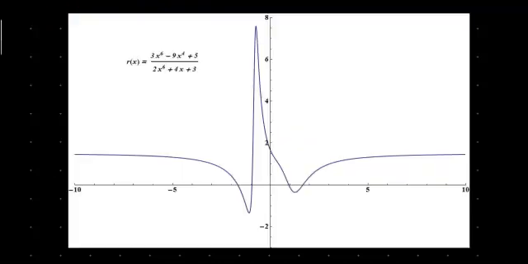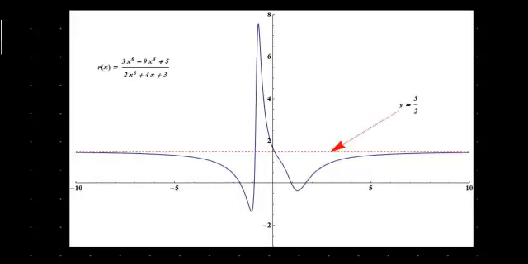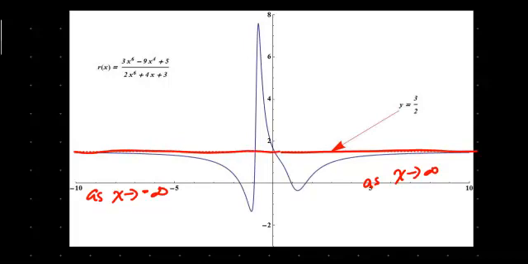So look at our graph here. I used Mathematica to plot this graph, and we see here that as x goes to infinity, we're approaching 3/2. This thing is going to get closer and closer to this line, 3/2, as we go to infinity. And on the other side, as x goes to negative infinity, again we see that we're approaching that 3/2.